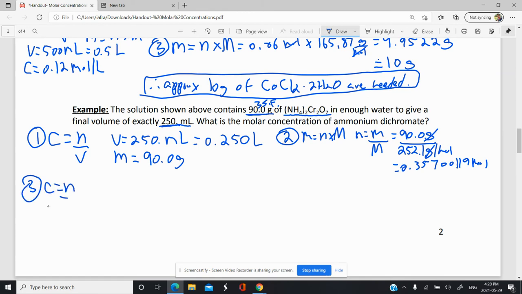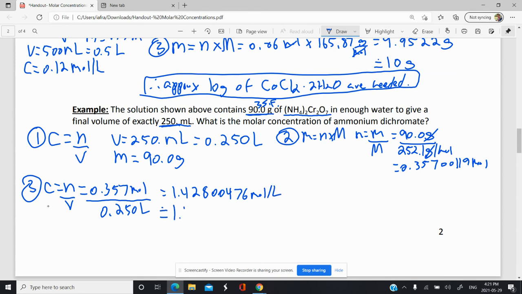So now that we have that, we can simply do C is equal to n over V, which is equal to 0.357 moles. Everything's still in my calculator. Divided by the volume, 0.250 liters. And we get 1.428000476 moles per liter, or molar you can write with the big M. But we need it to 3 sig figs, so that's approximately 1.43 moles per liter. Then you can write a therefore statement.